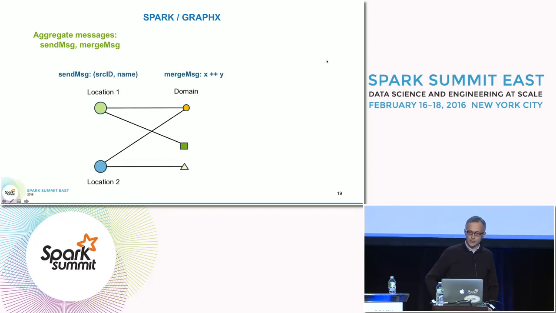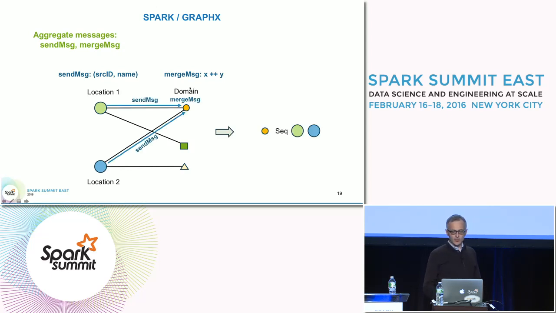Let's look at an example on a simplified graph. In this example, we can see two locations sharing a domain. We define a send message function that sends the source ID and name to its neighbors, and a merge function which simply aggregates values. Running this on our example yields the sequence of locations for this domain. In this case, the green and the blue locations. We will use that function later.